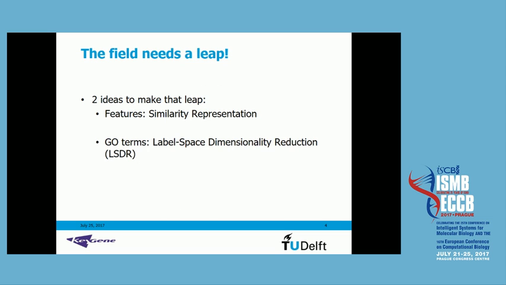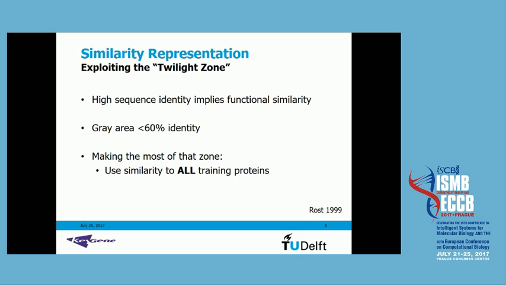So our idea is that function prediction, and specifically in the biological process, needs a leap. We need to find a way to take a big step forward and improve performance. And we actually had two ideas for that leap, and I will discuss them today. One concerns a new feature representation of proteins, and the other concerns a transformation of the GO terms. So let me start with the similarity representation of proteins.